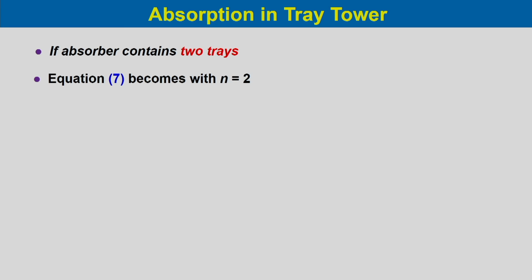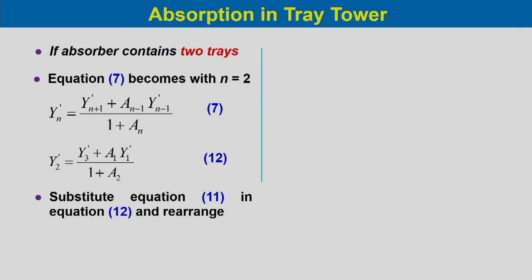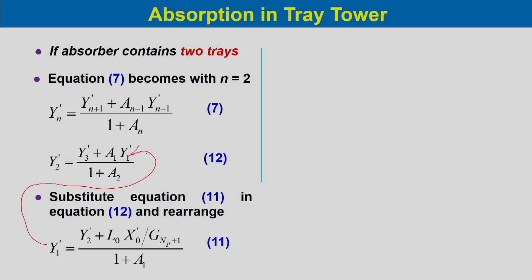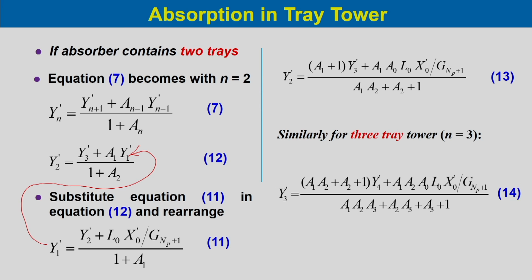So, we will just substitute in the same equation 7 with n is equal to 2, and essentially you will obtain y_2'. Then substitute equation 11 in equation 12, which we have obtained. This is equation 11 which we have derived for y_1'. So, substitute this y_1' into this. So, you will essentially obtain this relation, equation 13, and similarly for a 3 tray tower, n is equal to 3, and you will obtain the equation 14.